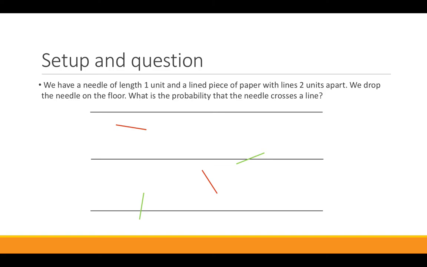We have a needle of length 1 unit and a lined piece of paper with lines 2 units apart. We'll assume the needle is just a line. We drop the needle on the floor and we want to know the probability that the needle will cross one of the lines in the piece of paper. For example, this one crosses a line and this one does too, and these two don't. We want to know the probability that this will happen.